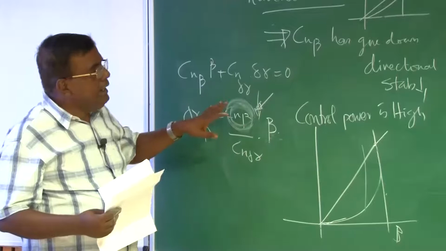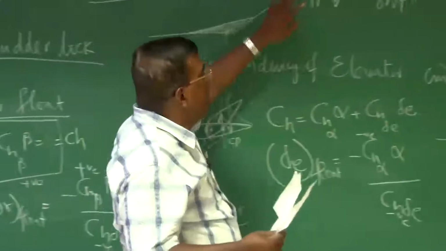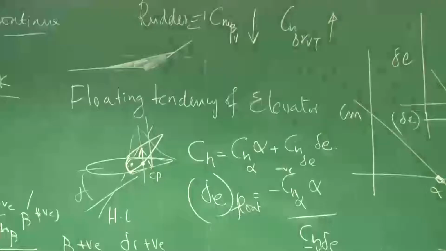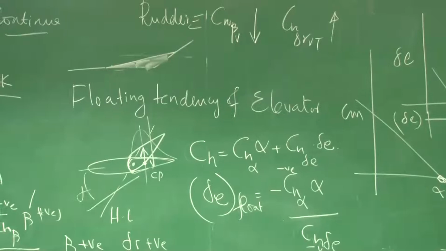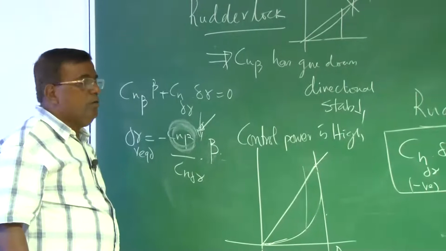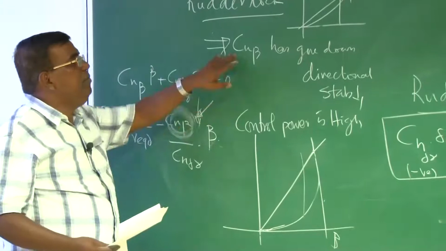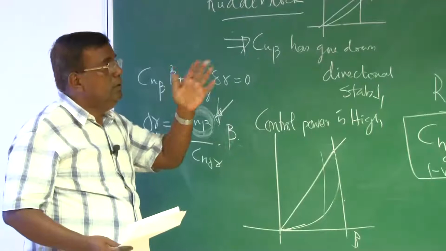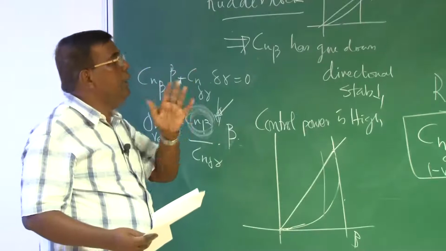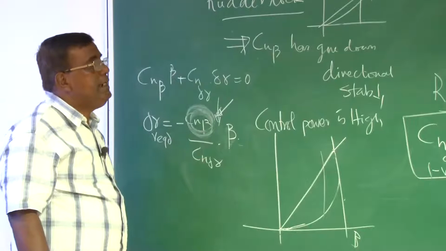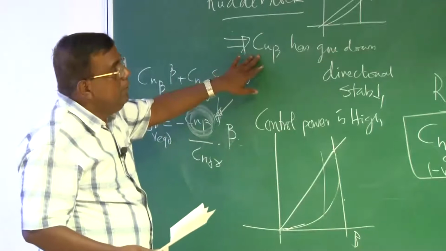And this has a context: as long as you understand rudder lock will happen when CN beta goes down, when CN beta has gone down and directional stability has gone down and control power is high. So to avoid rudder lock, you ensure CN beta doesn't go down. So ensure that delay at high side slip angle, delay in the stall angle is there. You increase the stall angle during high side slip of the vertical tail, ensuring CN beta doesn't drop, and that can be done through dorsal fin.